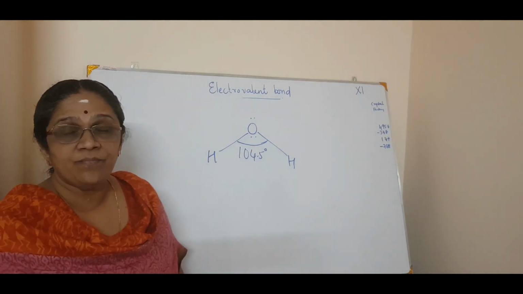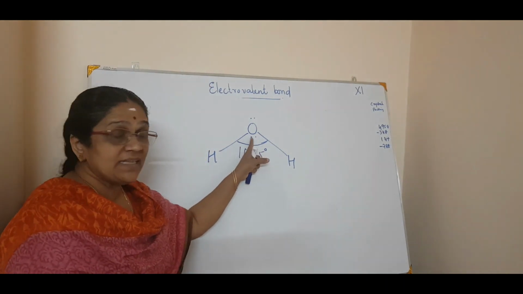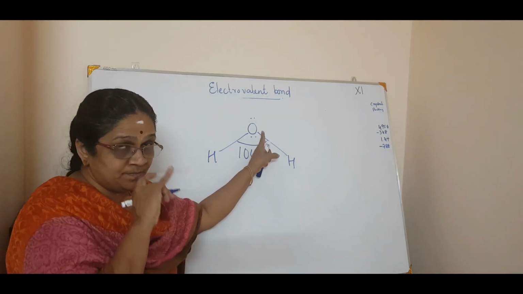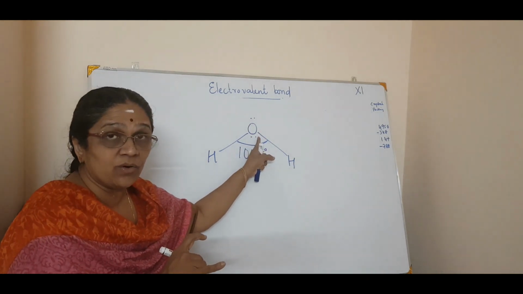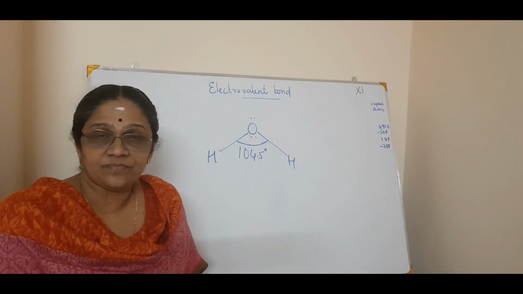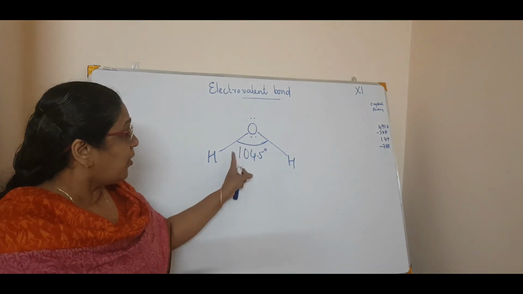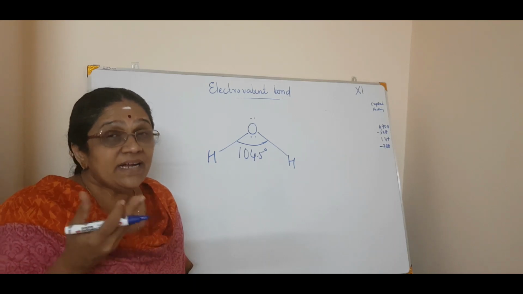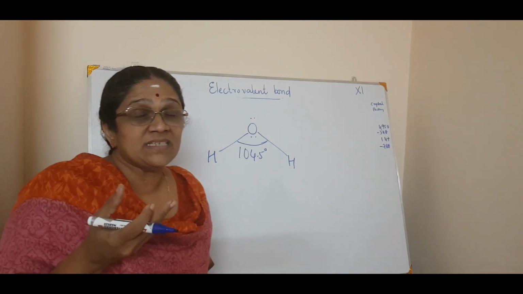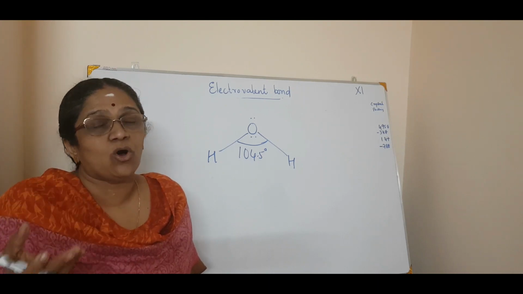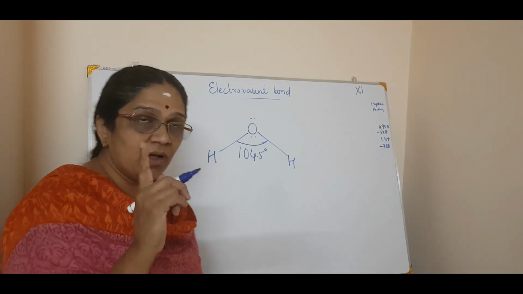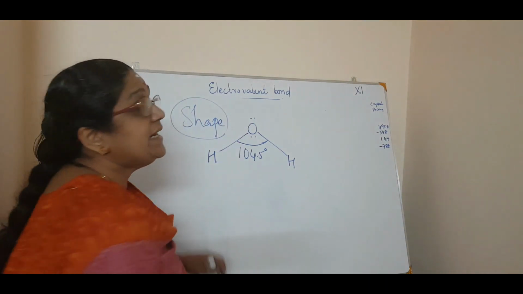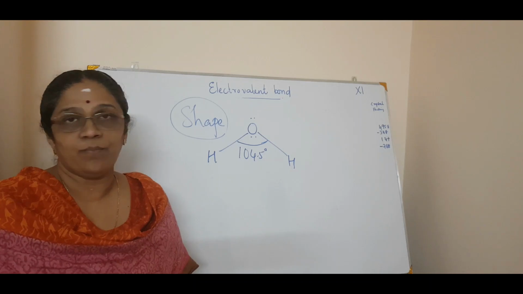What is the central atom here? Oxygen. So the angle made by the orbitals of the bonding electrons around a central atom or an ion is called the bond angle. The bond angle gives some idea of the orbitals, the number of bonding electrons in an orbital, as well as the shape of the molecule. Very important. So the bond angle will give you an idea of the shape of the molecule.